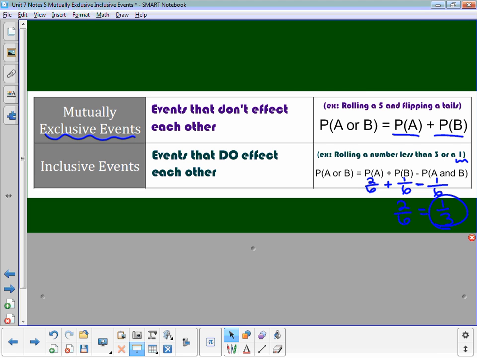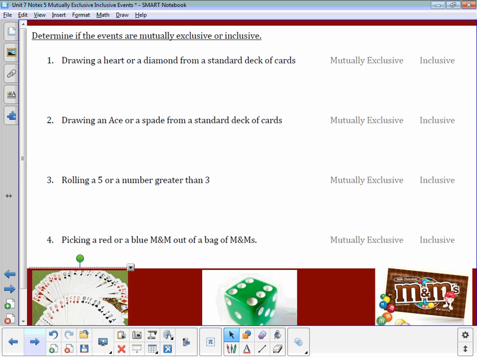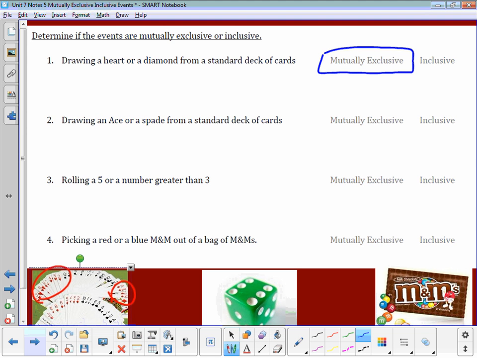Okay, so I have to account for the fact that those things were accounted for twice, and I need to take them out. So let's just take a look and practice deciding whether things are mutually exclusive or if they're inclusive. If I look at number 1, drawing a heart or a diamond from a standard deck of cards. Is it possible for something to be a heart and a diamond at the same time? No, it's not. Those are two different suits. It's either a heart or a diamond. They can't be both. So since you can't be both, there's nothing that's going to fall into both categories. That means they're mutually exclusive.